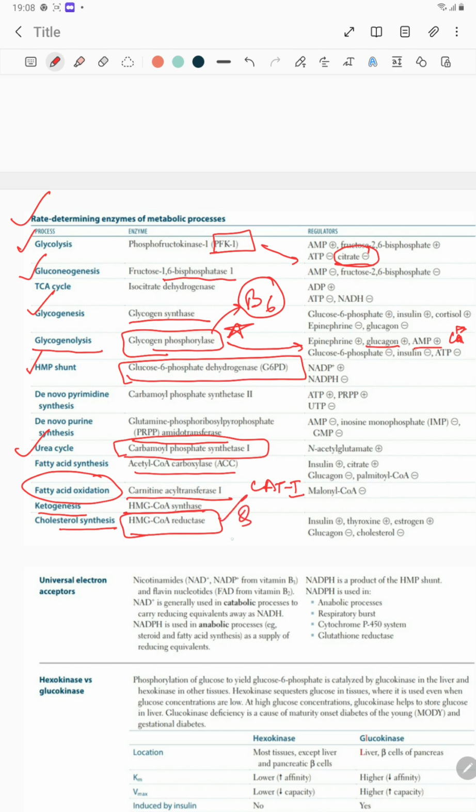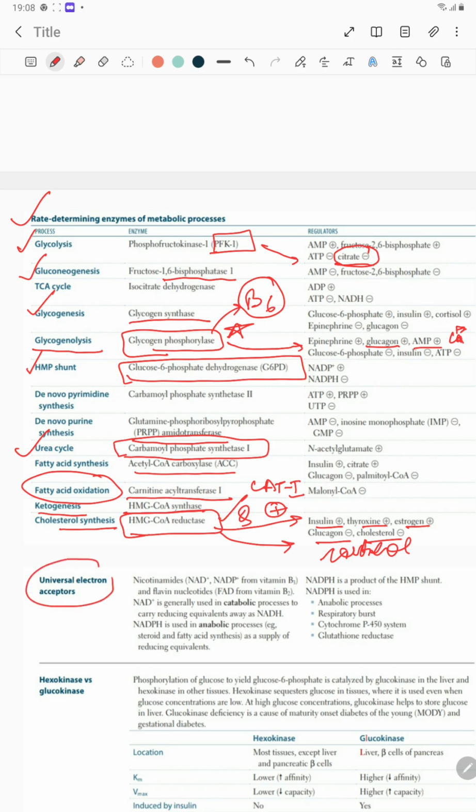This is also a question asked previously. HMG coenzyme A reductase is activated by insulin, which is an anabolic hormone, thyroxine and estrogen, and inhibited by glucagon, cholesterol, as well as cortisol. Cortisol also inhibits HMG coenzyme A reductase.